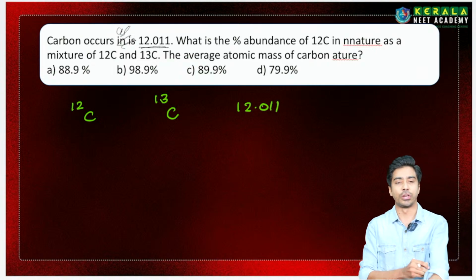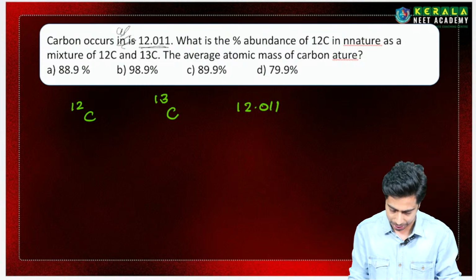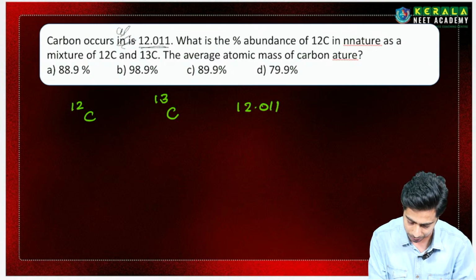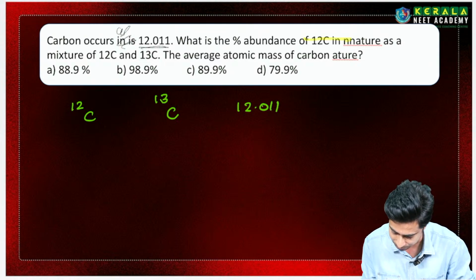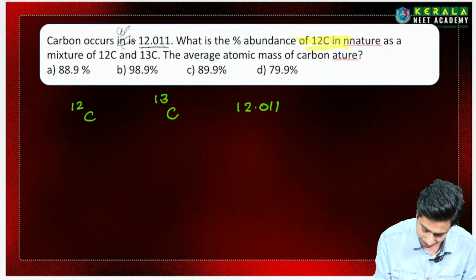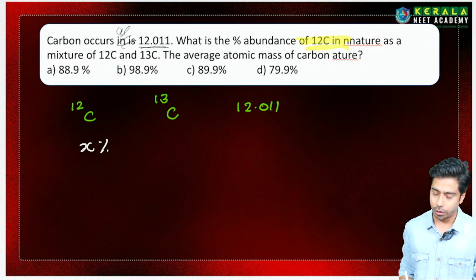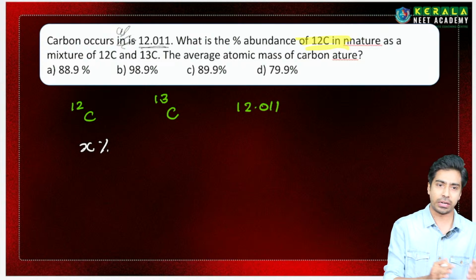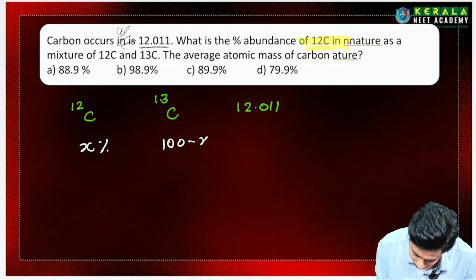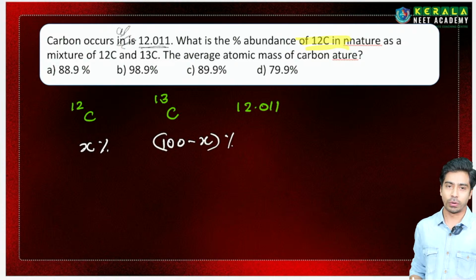It is 12.011. So they are asking what will be the percentage abundance of carbon 12. We have to calculate the percentage abundance of carbon 12. Let it be x percentage. Then carbon 13 will be 100 minus x, because the total percentage is 100.